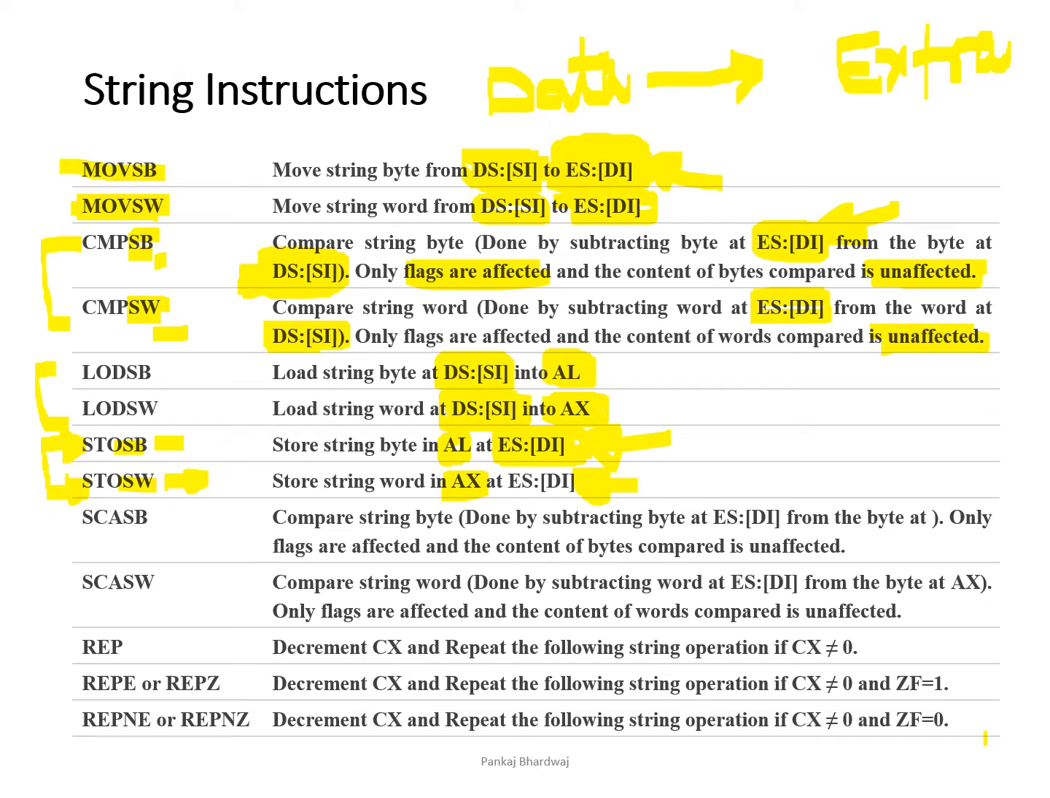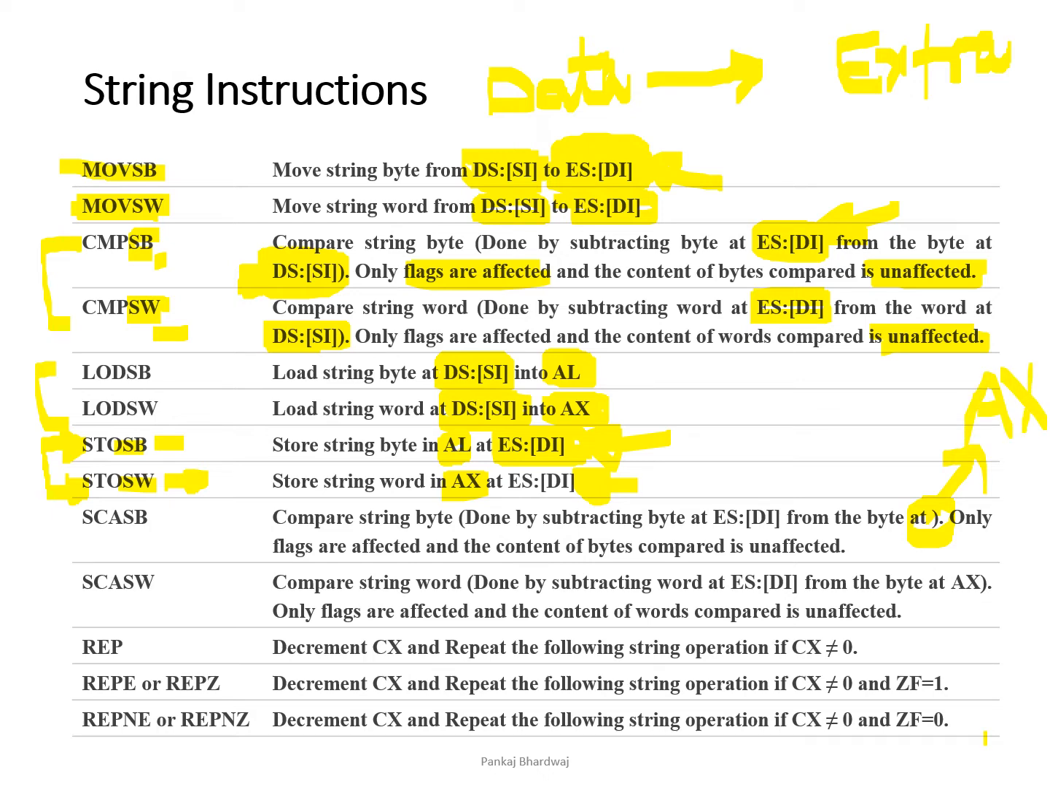Next is if we want to compare the string byte and string word, that is done by subtracting the byte from the extra segment from the byte in AL. If we are going to compare the 16-bit data available in AX and the 16-bit data available in the extra segment, you can write it as AX.